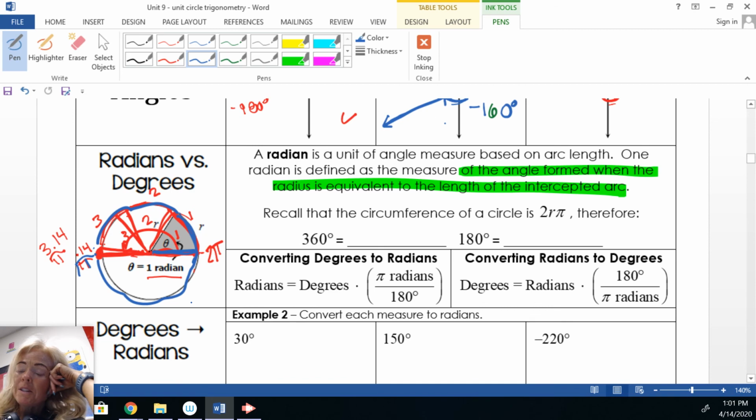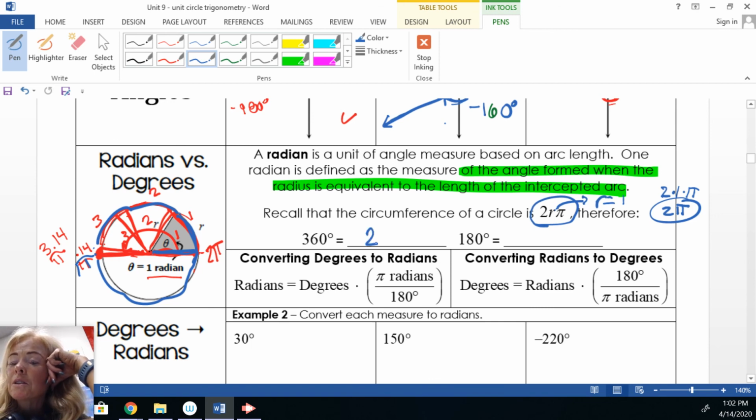It's kind of a crazy thing, but recall that the circumference of a circle is 2 pi r, and we like to set r equal to 1. So we have 2 times 1 times pi, which is 2 pi, and that is the circumference of a circle. That's how radians are based on that. So 360 degrees is going to be 2 pi, one complete turn around the circle. And 180 degrees, of course, is 1/2 of that, and it's equal to pi. So that's how we come up with radians and degrees when we're working on circles.